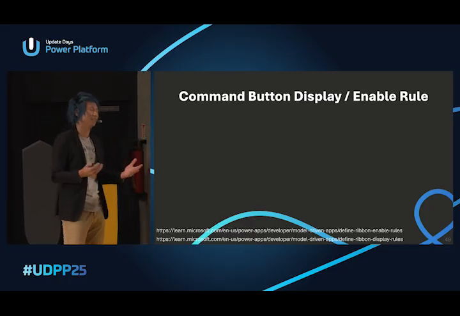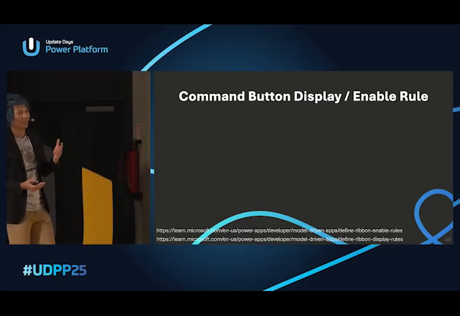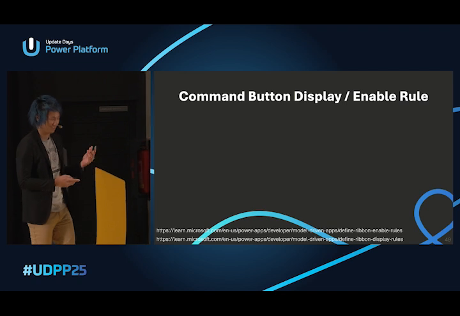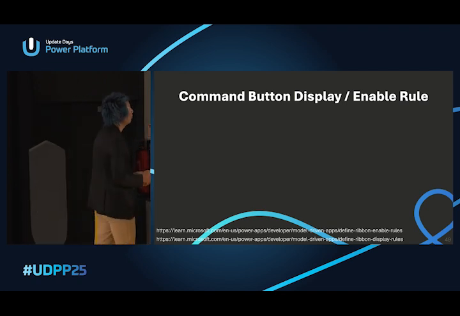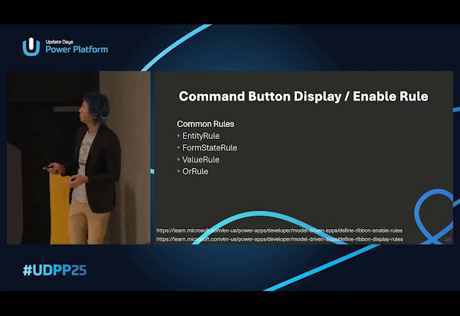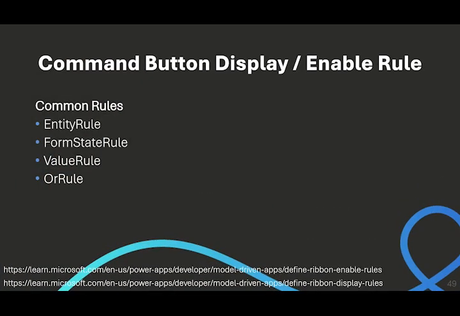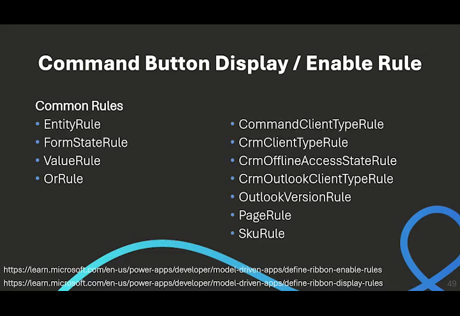Not just one rule, still two rules, but whether it's disabled or hidden, it just hides. So you don't know when to use different things. All of these common rules that we use, entity rule, form state, value, are available in both display and enable rule, and also some unique rules that we don't really use a lot. These are available in both display and enable rule.